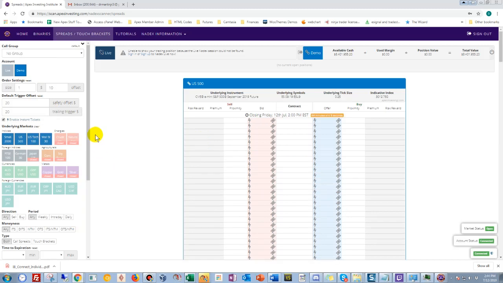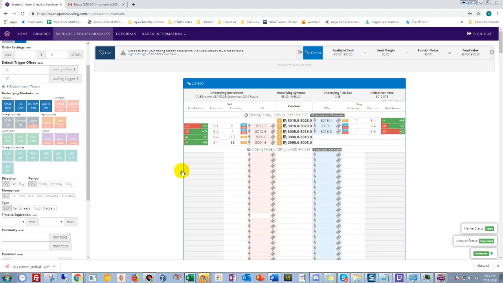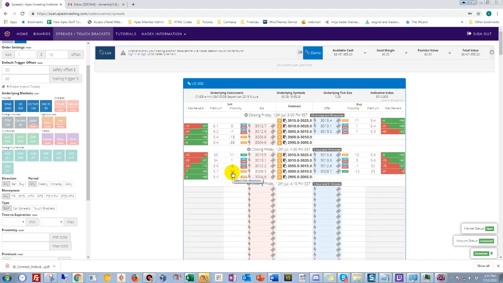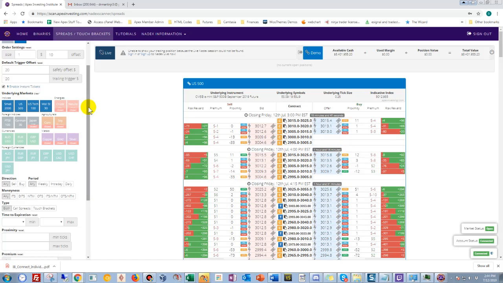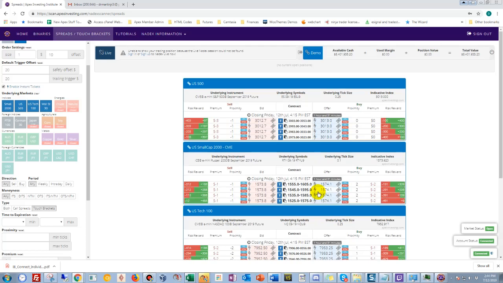And I can even get rid of all the spreads just by going in here as it's loading up every single market I've selected. I selected 4, so it's got to load up a lot of contracts. Once it does, it is lightning fast. And I can say, you know what, I just want to see touch brackets. I don't want to see all the spreads. So all I've got to do is click the touch brackets. And now you'll notice I have all the touch brackets quoting for me on the exact same page.